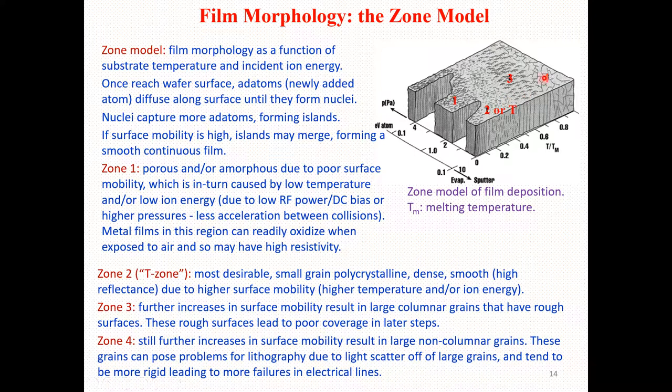Then we have zone number four. What's going on here? Here, a still further increase in surface mobility results in large non-columnar grains. These grains can pose problems for lithography due to light scattering from the large grains, and tend to be more rough, leading to more failures in the electrical lines. So this is basically the film morphology according to the zone models.